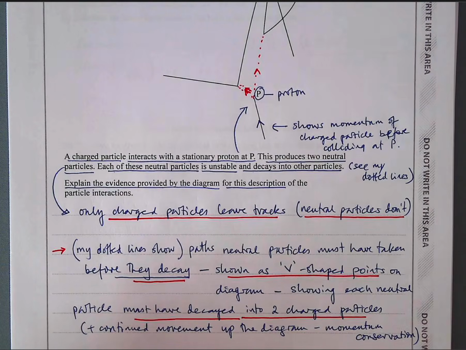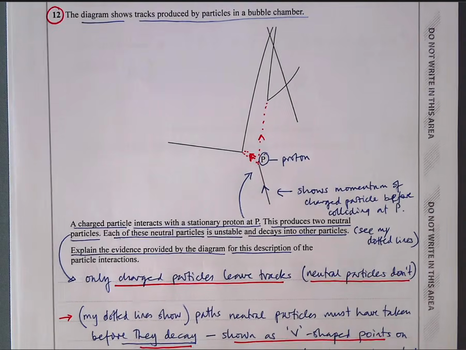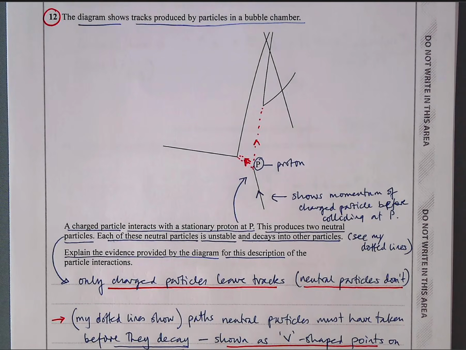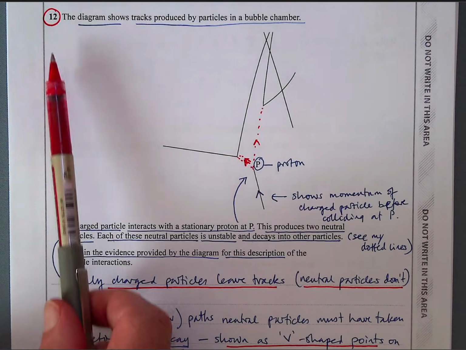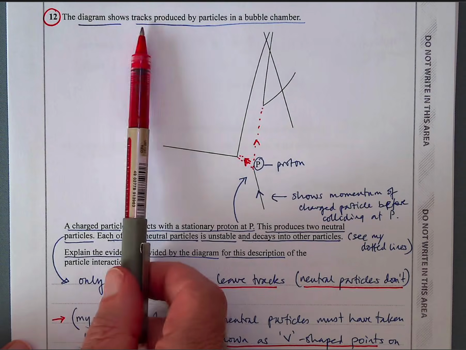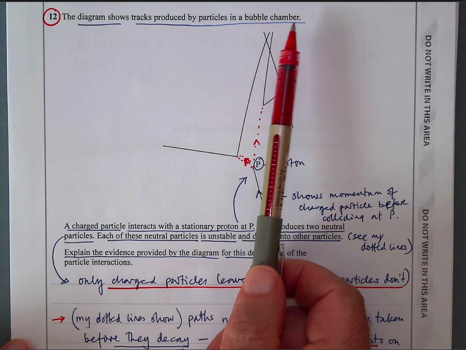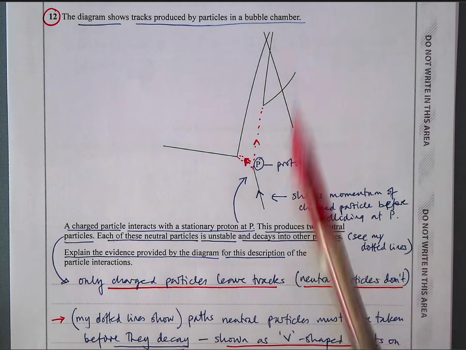Question 12. This was another point of confusion for people who took this exam. I haven't looked at the examiner's report yet. These are also available on the Pearson website. The diagram shows tracks produced by particles in a bubble chamber. Okay. Now bubble chambers work when charged particles move through them.